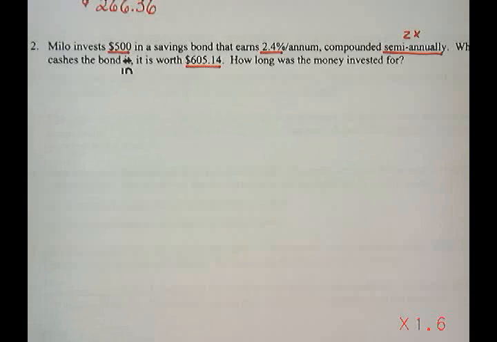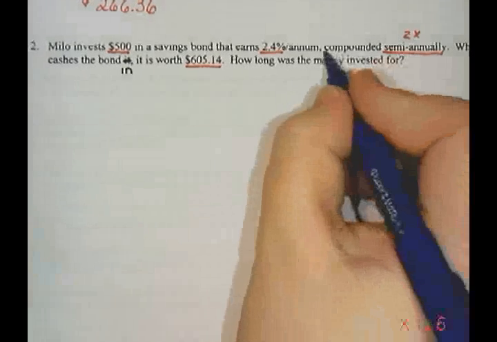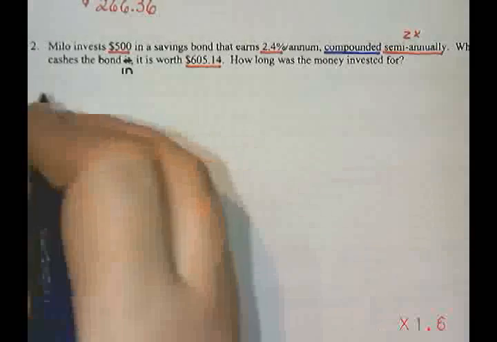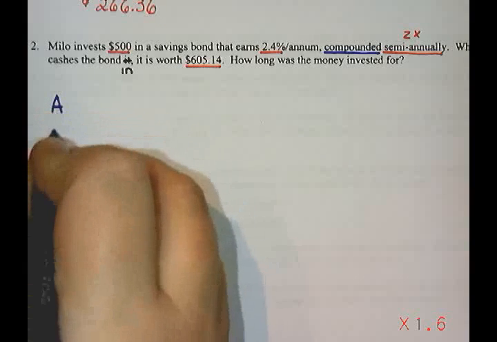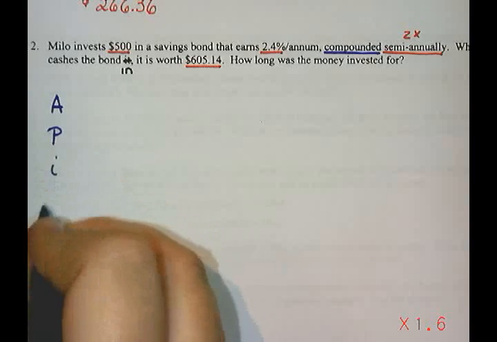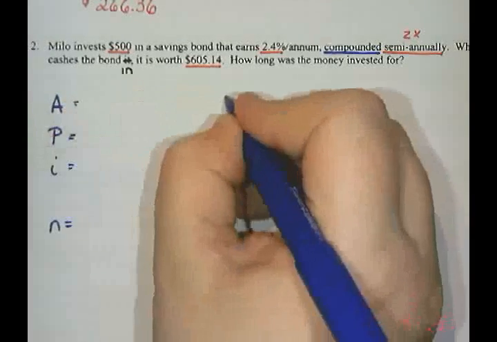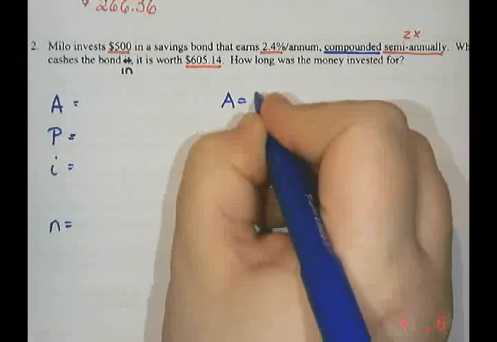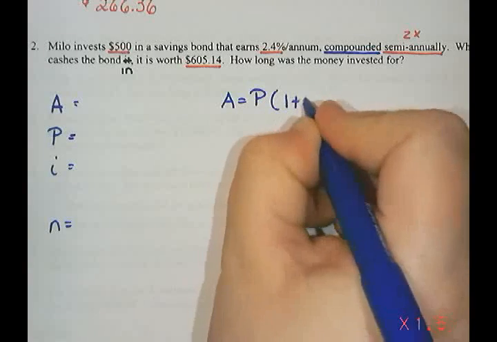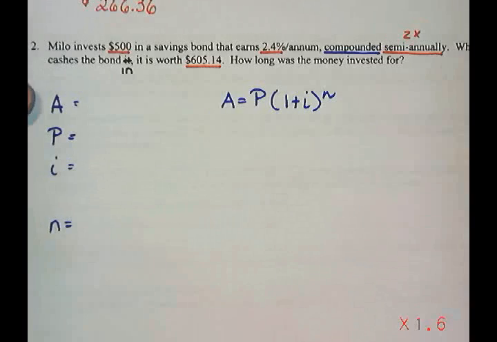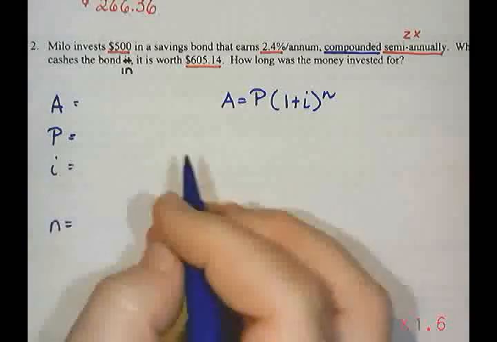So when I take a look at this question, I do see that it is compounded, which means this is a compound interest question. So I'm going to write down my letters A, P, I, and N. And I'm going to use the formula A equals P times 1 plus I to the power of N. That's my compound interest formula, as opposed to simple interest. Now for the $500, that $500 is his initial investment. So that's the principal, the P.